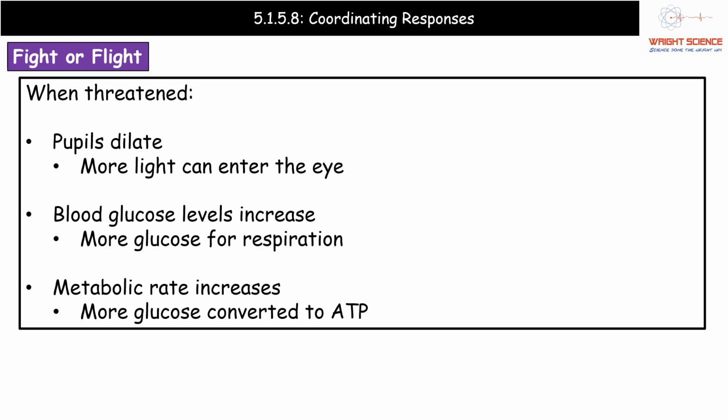The next one is that the pupils in the eye are going to dilate. The whole idea behind that is to allow more light to enter the eye, therefore stimulating a greater number of action potentials travelling down the optic nerve. We're going to see an increase in blood glucose levels because we need more glucose to get to the various locations in the body for respiration to take place. And because all of these reactions are increasing, the metabolic rate is going to increase, so more of that glucose gets converted into ATP.